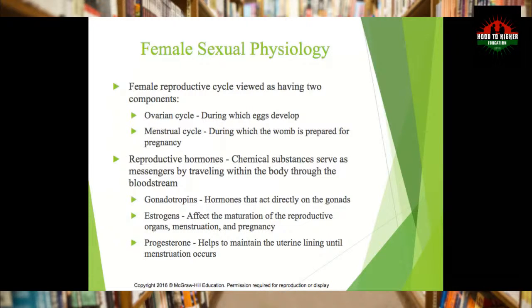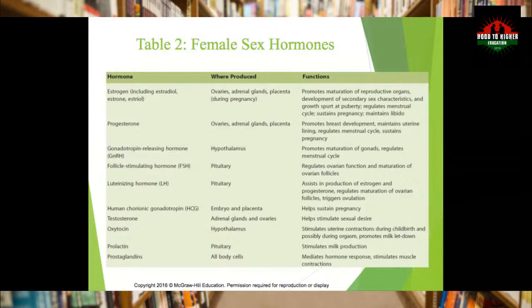Gonadotropins are hormones that act directly on the gonads. Estrogens affect the maturation of the reproductive organs, menstruation, and pregnancy. Progesterone helps to maintain the uterine lining until menstruation occurs. Please pause the video and become familiar with some of these female sex hormones.